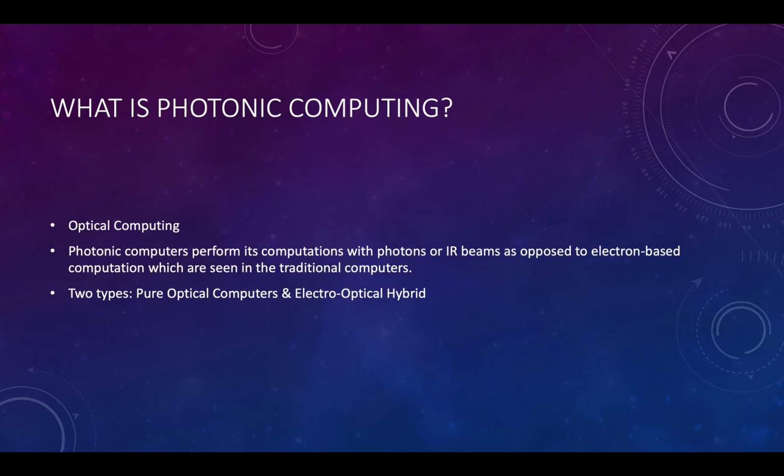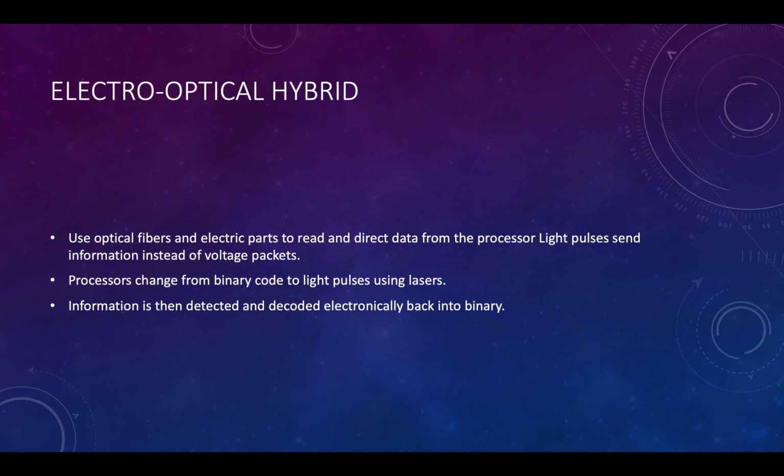There are two types of photonic computers. There's the pure optical computers and the electro-optical hybrids. What are electro-optical hybrids? They use optical fibers and electronic parts to read and direct data from the processor. Light pulses send information instead of voltage packages. The processor changes from binary code to light pulses using lasers. Information is then detected and decoded electronically back into binary so the computation can be done like we do today.